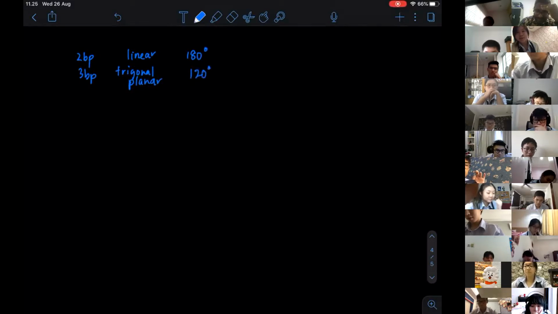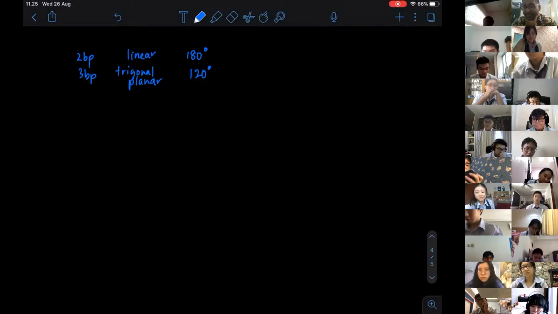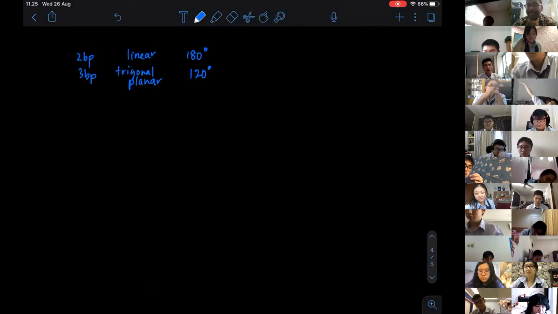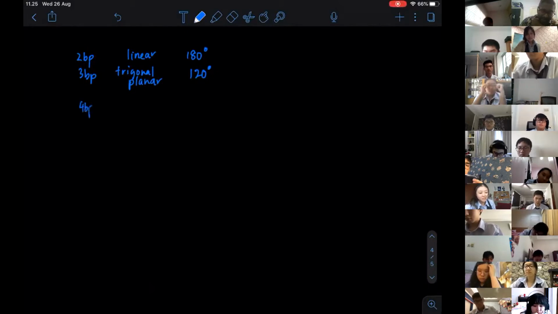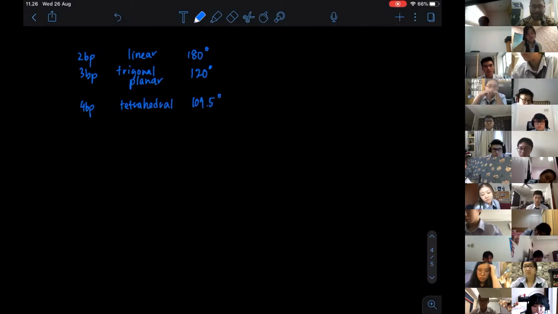The bond angle, Sharon? 120. I'll give you time to memorize this. That's why I'm asking you again and again, so you must memorize this. So 3 bonding pairs, trigonal planar, 120 degrees. The one you mentioned just now was 4 bonding pairs. So 4 bonding pairs, Thompson. Tetrahedral. The bond angle? 109.5.